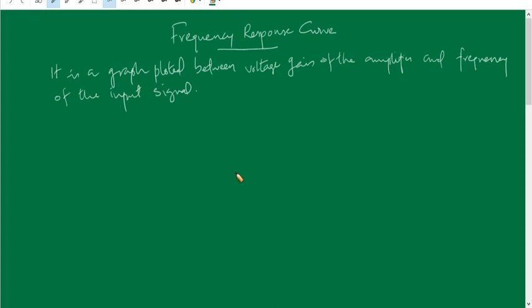A typical frequency response curve of an amplifier is, I am drawing it here, shown here. So in the x-axis, the horizontal axis, frequency, and the vertical axis the voltage gain of the amplifier. So a typical frequency response curve looks like this. The voltage gain is constant at mid range of frequencies. So it is constant and maximum. Okay, so this is the maximum gain of the amplifier.